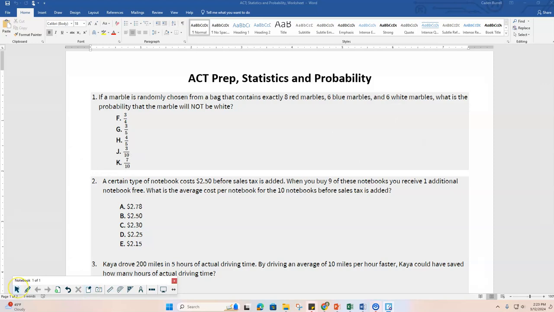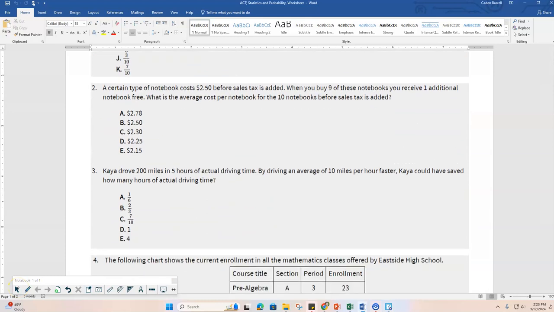Okay, let's see. Number 2. I'll give you a minute. Number 2, ready, set, go.